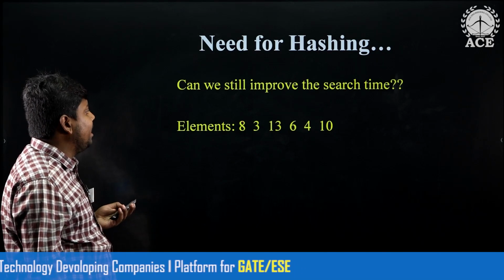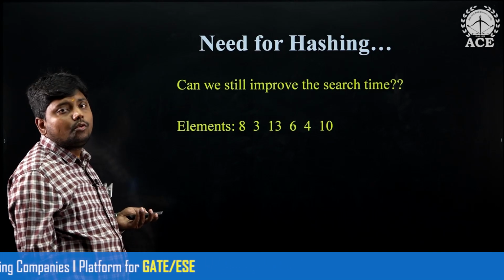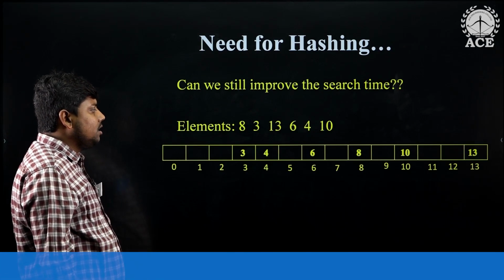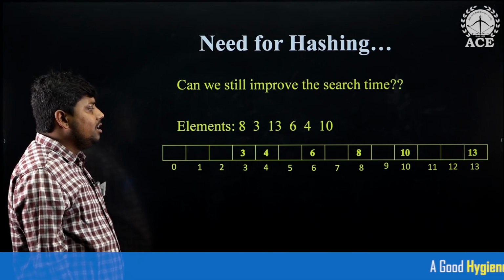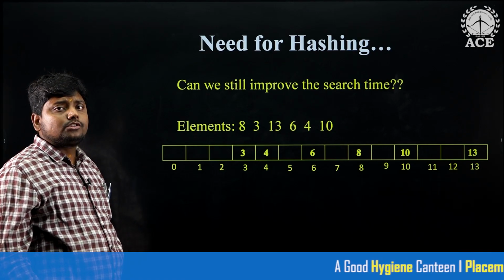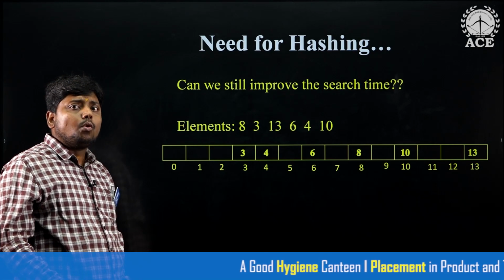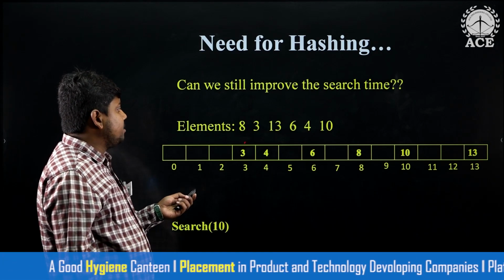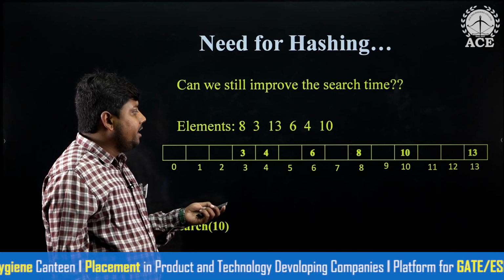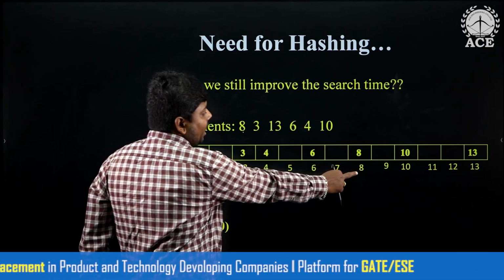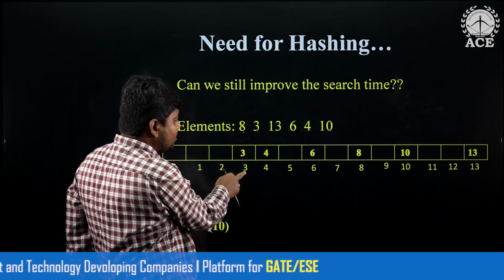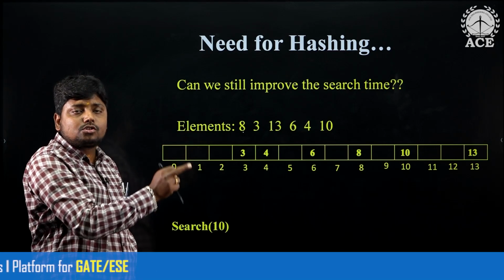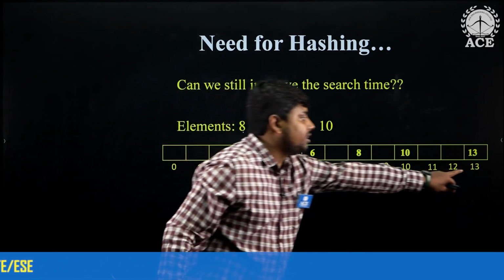Suppose we have some elements: 8, 3, 13, 6, 4, 10, and we want to search for an element. We take an array, and each element which we want to search, we store at its own index. For example, element 8 is stored at index value 8. Element 3 is stored at index value 3. Similarly, element 13 is stored at index value 13, as we can see here.